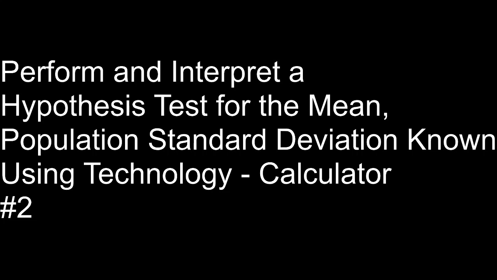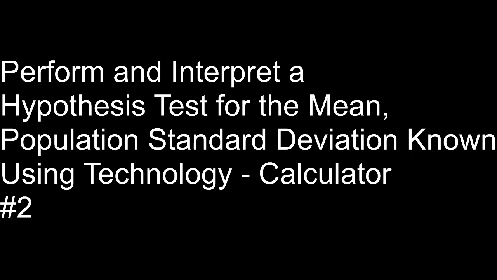This video is on the objective: perform and interpret a hypothesis test for a population mean, given that the population standard deviation is known. So sigma is known, meaning if you're doing critical values or test statistics, those will be z-scores. We'll be dealing with the standard normal distribution. And this is using technology, a calculator, and I'll be going over how to do this with a TI-84 Plus. If you have a TI-84 or 83, it will be very, very similar.